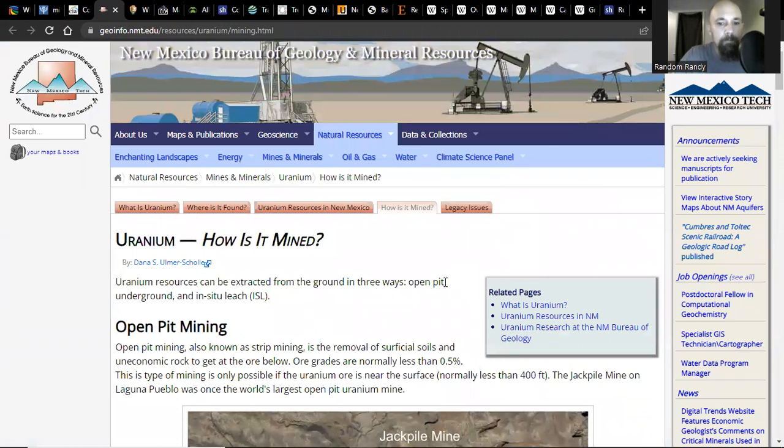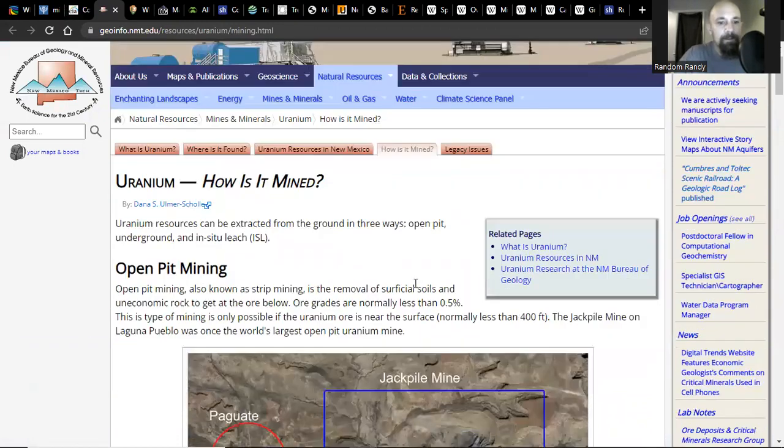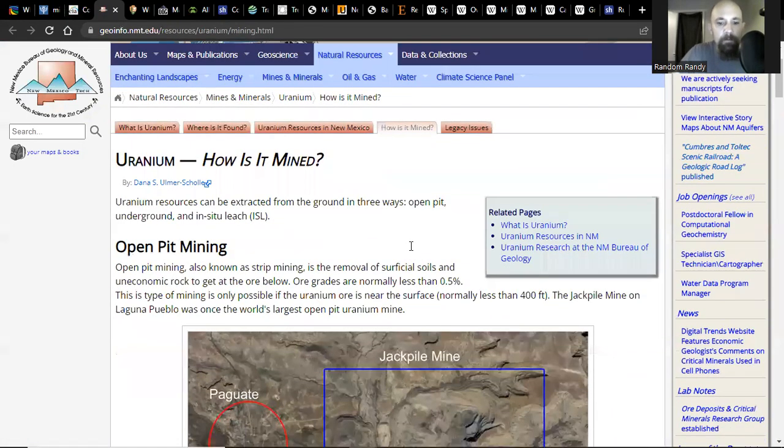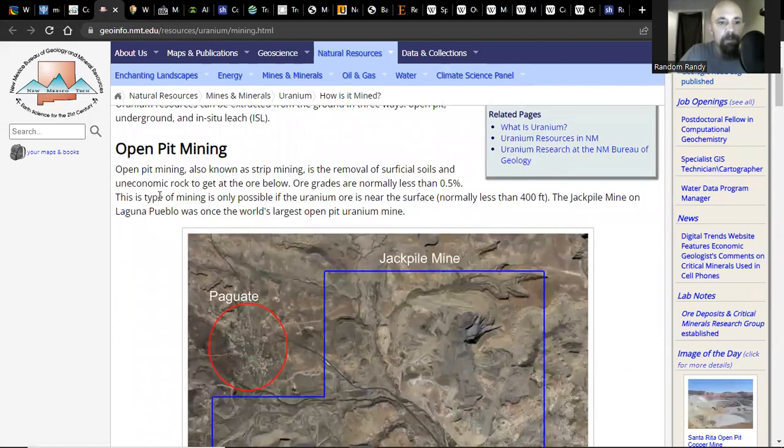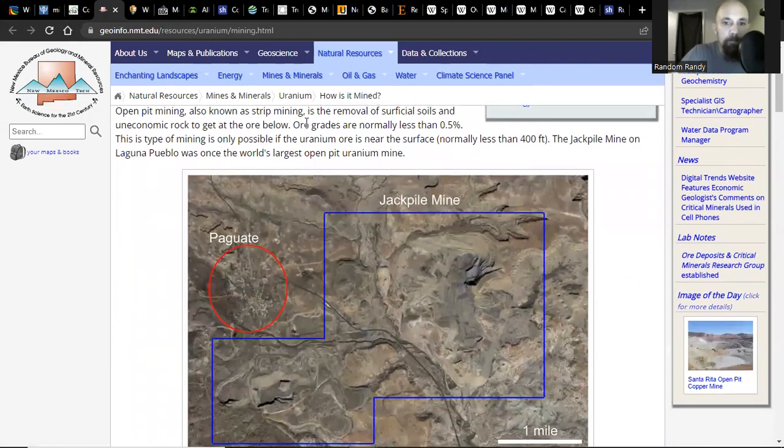Now, uranium, open pit, underground, and in situ leaching. Here's something interesting. Open pit mining, known as strip mining. We will take some pictures or look at some pictures of that here in just a little bit. Now, we have these massive mining areas, and look, right next to them, we have the Laguna Pueblo.